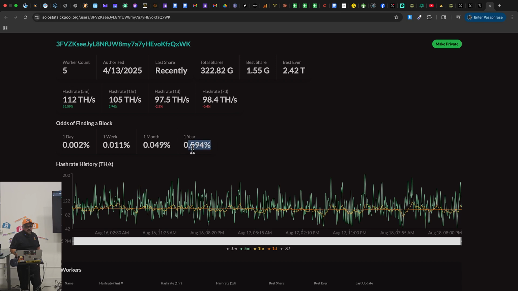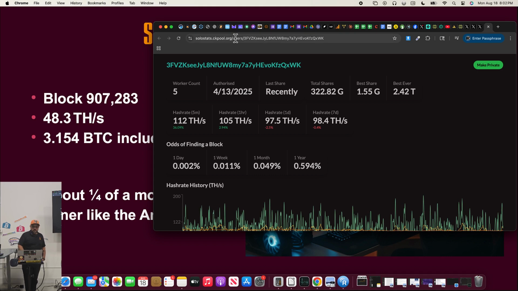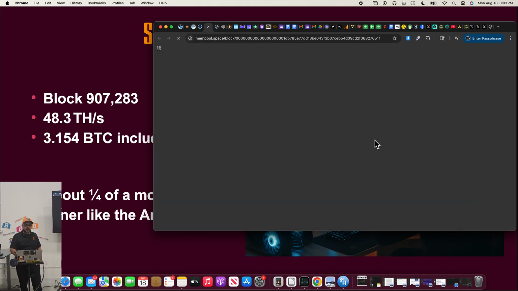But this is the odds of finding a block, which is really cool about Solo CK Pool. They'll give you the odds based on how much hash rate you have. So you can see I have basically a 0.6% chance over the course of a year to hit a block, and it gets less and less as you get shorter in time. So this is basically like playing the lottery, but this is a much better version of the lottery than anything else.